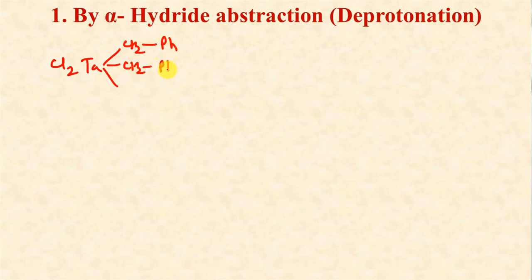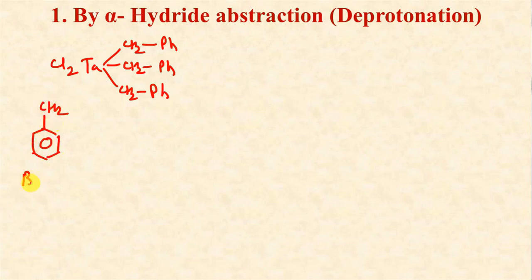Another example is Cl2Ta, and here we have benzyl groups, CH2Ph, CH2Ph. It is actually this one. Along with benzene or phenyl substituent we have CH2. This substituent is called benzyl. So for example, benzyl alcohol, then we have OH here. Benzyl chloride, here we will have that Cl.